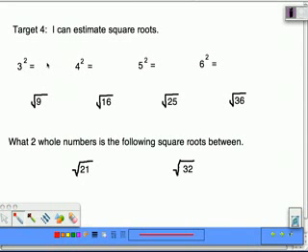3 squared is 3 times 3, which is equal to 9. The square root of 9 is equal to 3. So when I square versus square root, they're opposites.